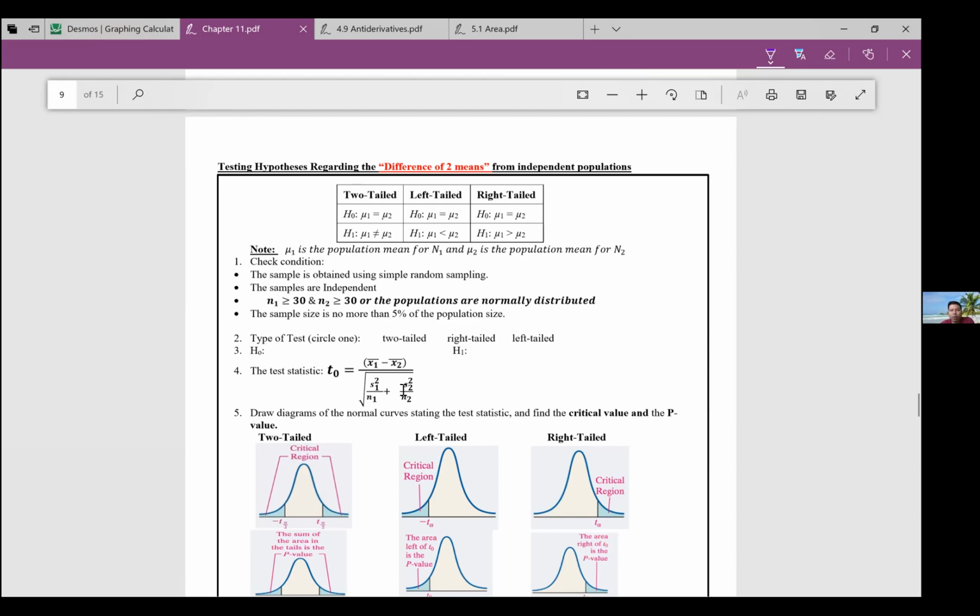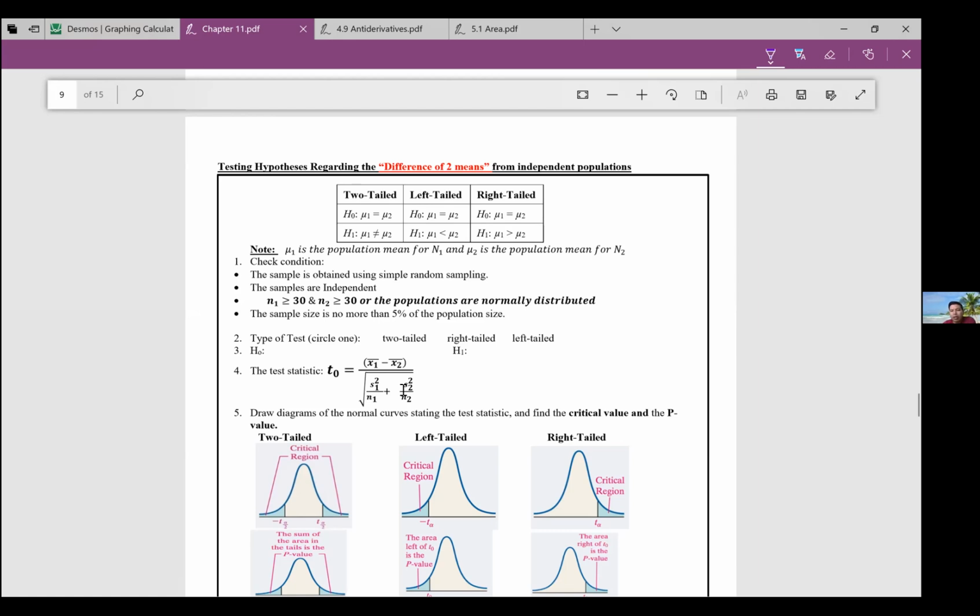And then when you look at the alternate hypothesis, you have three scenarios again. Mu1 doesn't equal mu2, mu1 less than mu2, mu1 more than mu2, depending on two tail, left tail, or right tail, okay? And it's very similar to section 10.2 where we talked about the mean. As long as the two sample sizes are more than 30 or the populations are normally distributed, then we should be good to go, all right? So that's the condition for us to check. And then as usual, you circle two tail, left tail or right tail, and you write out the null hypothesis and the alternate hypothesis.